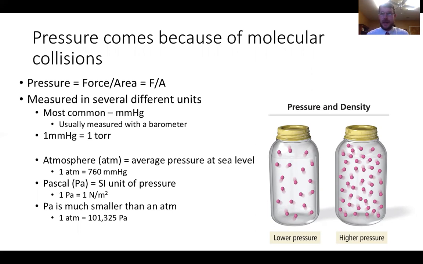A pascal is much smaller than an atmosphere. 1 atmosphere is equal to 101,325 pascals, so this is a very minute unit of pressure. We are familiar with pounds per square inch. If you're filling up your tire and notice it's low, you put the little reader on it to see how flat it is, and it reads in PSI, pounds per square inch. 1 atmosphere is equal to 14.7 pounds per square inch.